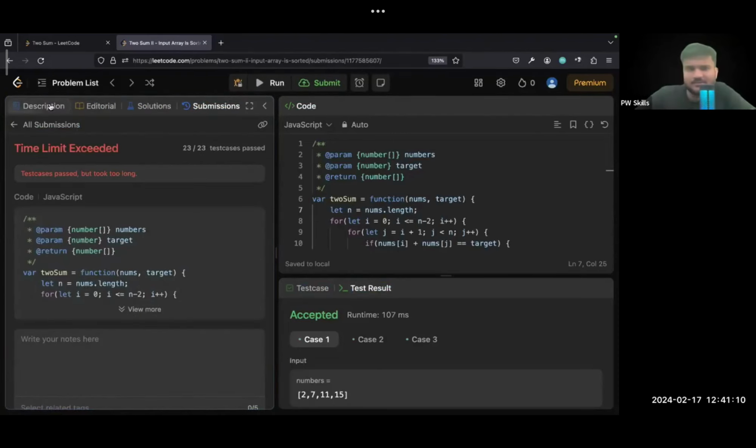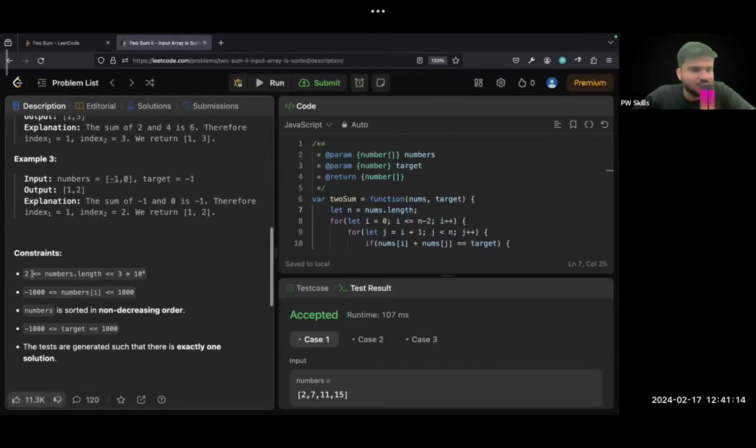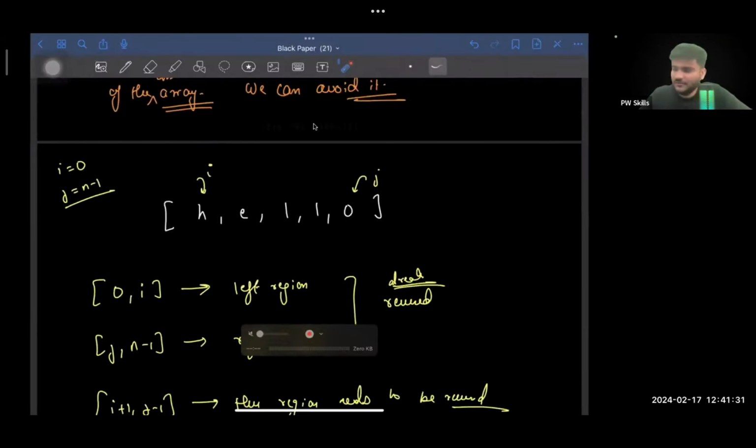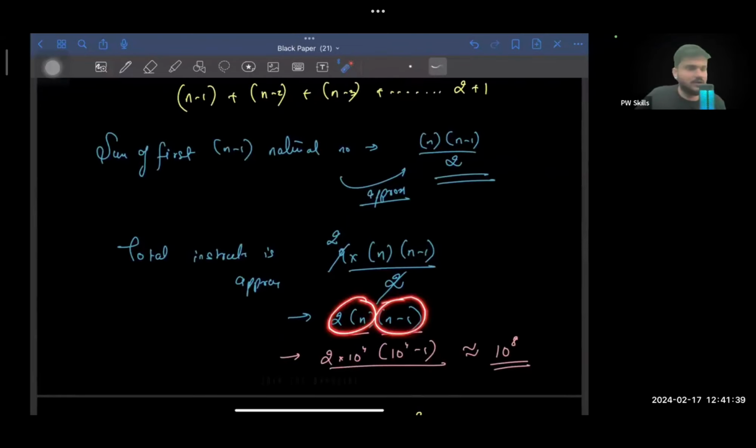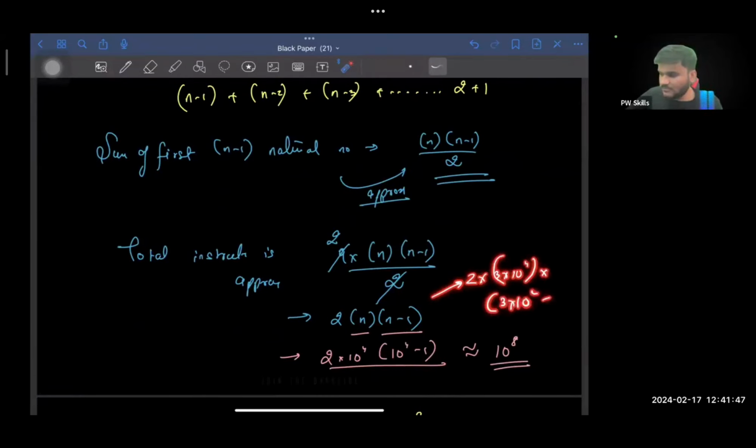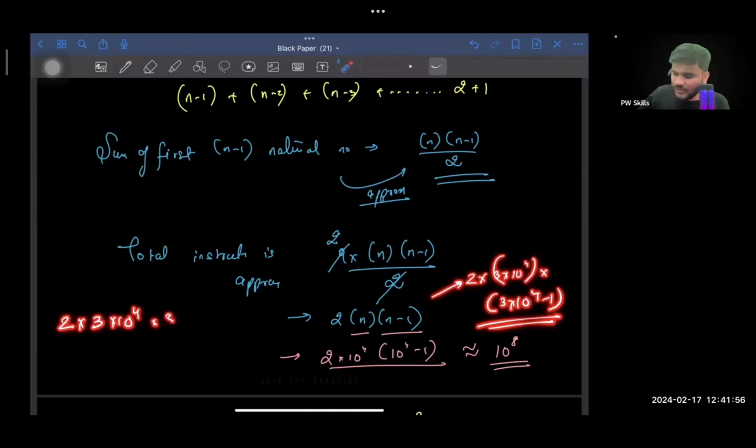Ooh, why time limit exceeded? Because this time if you see the constraints, they are not 10 raised to the power 4. They are 3 into 10 raised to the power 4, right? In this solution, if you remember, when we did the analysis, we were getting something like 2 into n minus 1. So if you do 2 into 3 into 10 raised to the power 4 multiplied by 3 into 10 raised to the power 4 minus 1, can I say 3 into 10 raised to the power 4 minus 1 is 3 into 10 raised to the power 4 only? So this becomes 2 into 3 into 10 raised to the power 4 into 3 into 10 raised to the power 4.